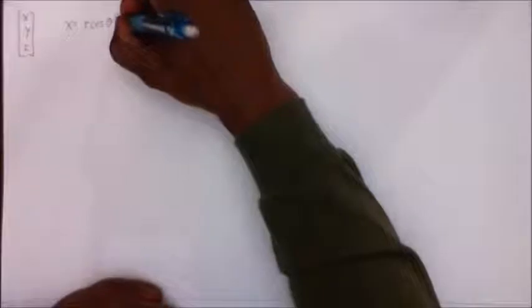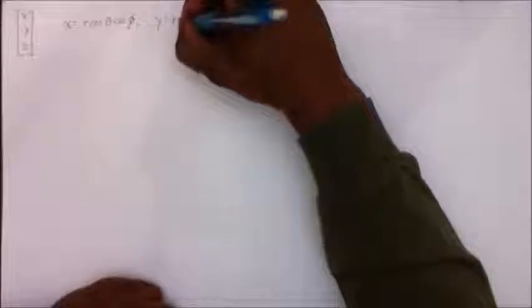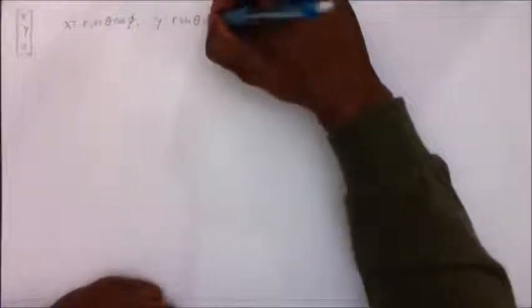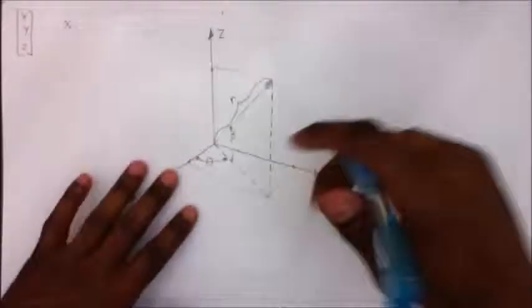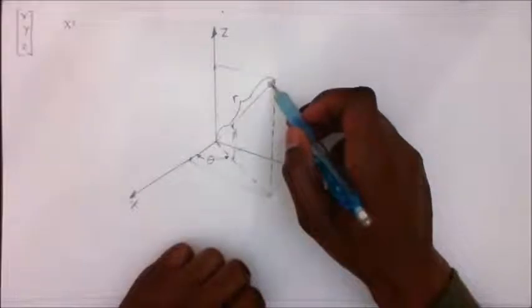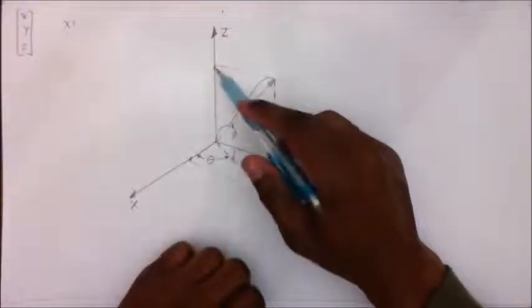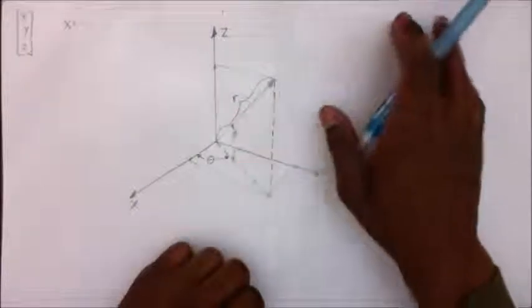So we can say x is equal to r cosine theta cosine phi, and y is equal to r sine theta cosine phi. And if we look at z, we notice that theta has nothing to do with z. When phi is 90 degrees, then it's exactly equal to 1 times z. So z is just the radius times the sine of phi. So z is equal to r sine phi.